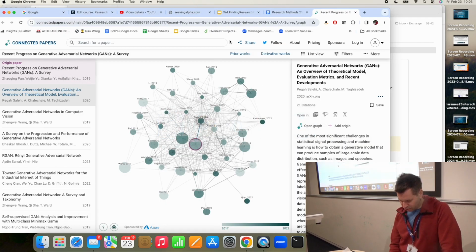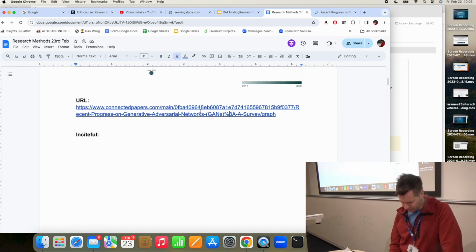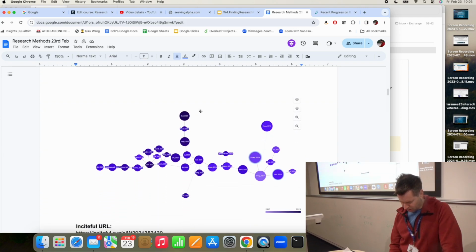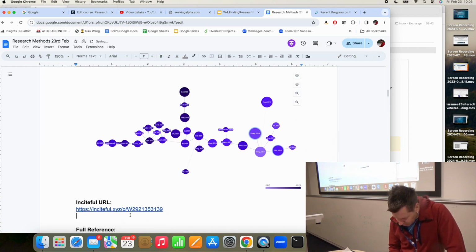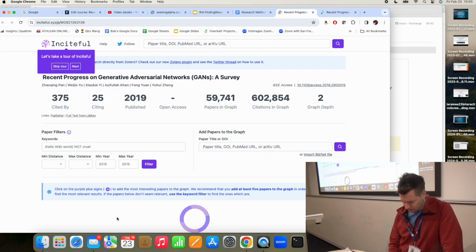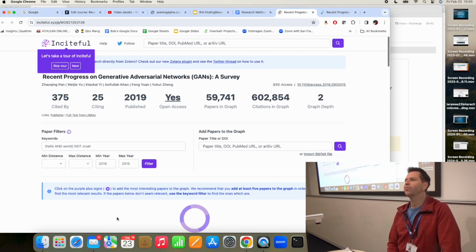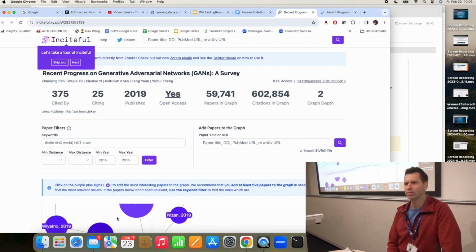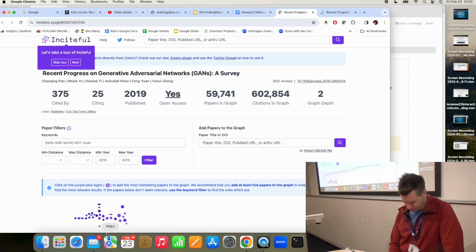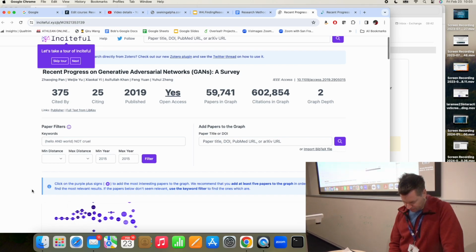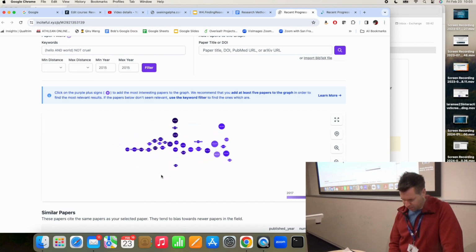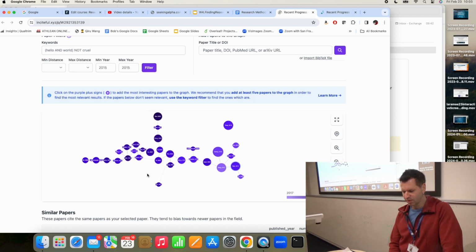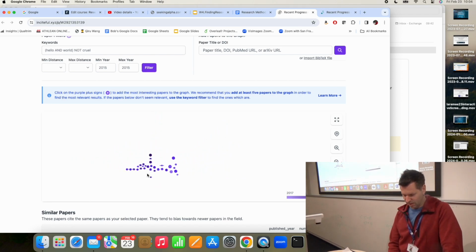Okay, did you find another tool? Insightful. Oh, that's interesting. I don't know about that one. Let's see if I can. Okay, I've not seen this tool before, so that's nice. I'm learning something new. Okay, that's interesting. But you can see the Connected Papers looks a little bit nicer, doesn't it? But that's interesting.